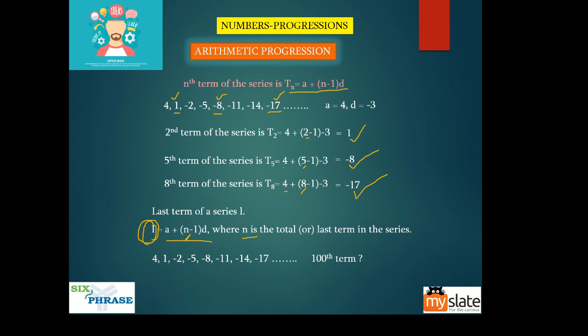Okay, so let us see if we are able to find the last term that we are looking for. You want to find the 100th term. It means if you want to find the 100th term, it could be the last term, right? So what do we do? Do a plus (n minus 1) into d. Okay, so the 100th term, which is the last term, is minus 293.